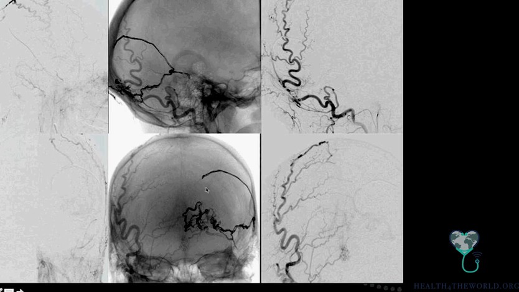And you can see the same projection on the AP here. You can see we filled all this stuff. Let's see, there's no more shunting.